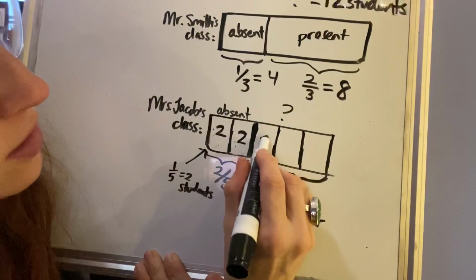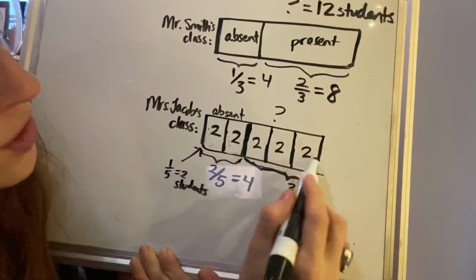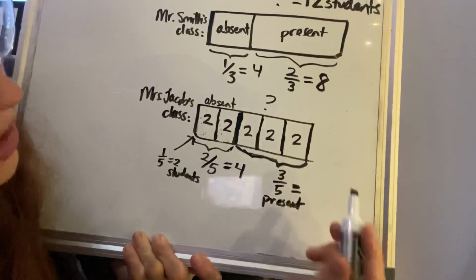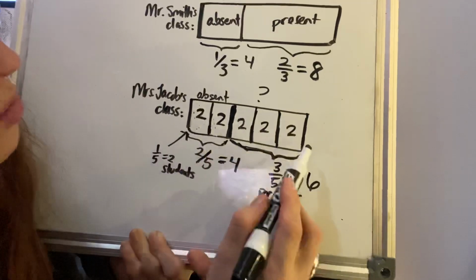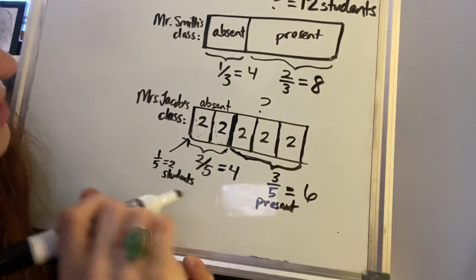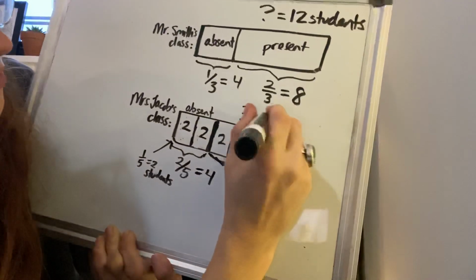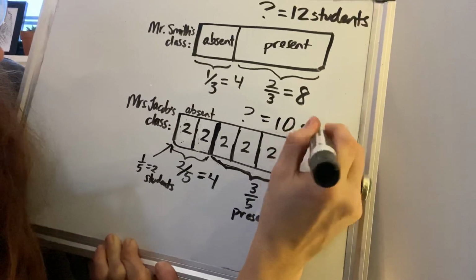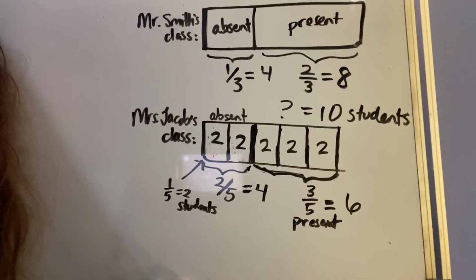Now just continue on the 2. Each 5th is 2 students. So 2, 2, 2. So our 3/5 represents how many students? 6. So what is my total? How many in my entire class? 2, 4, 6, 8, 10. Bam. 10 students in the entire class.